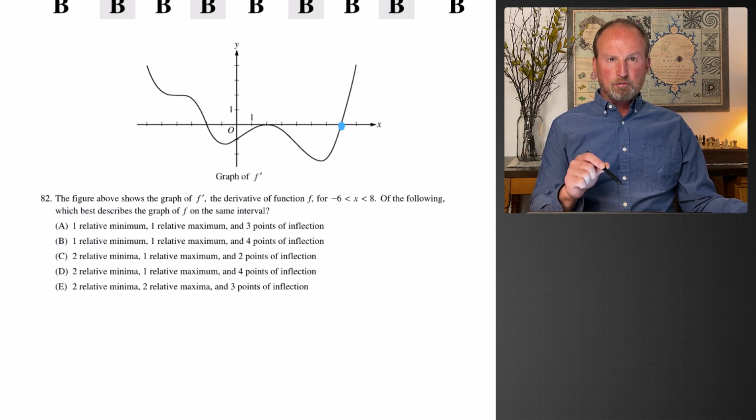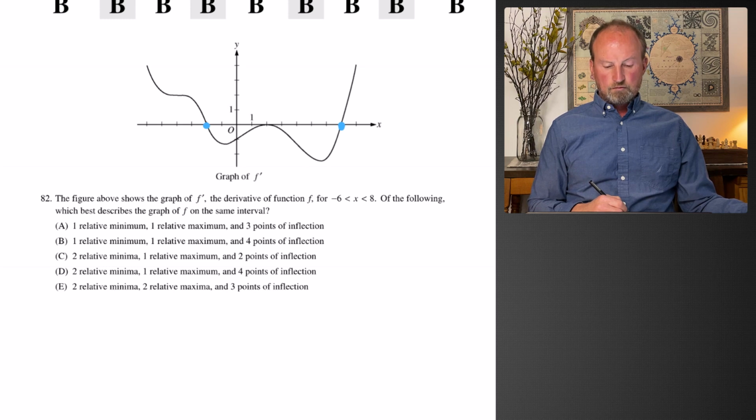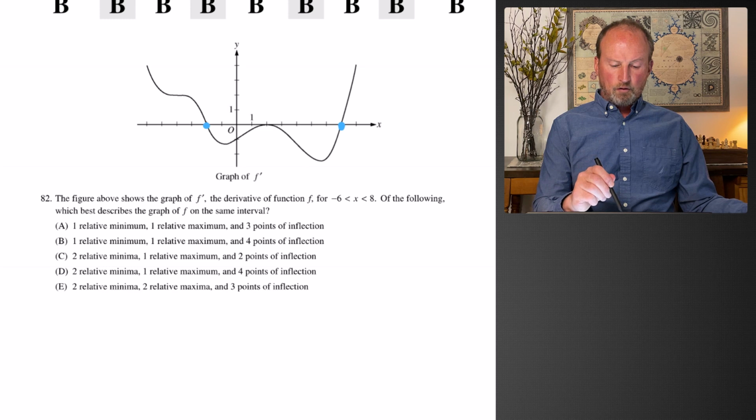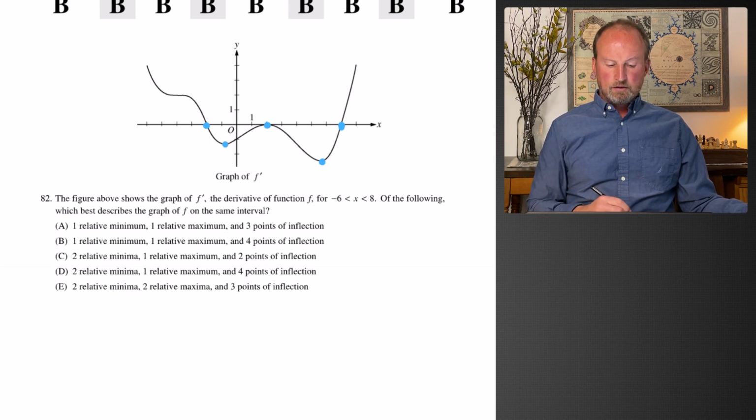One relative maximum is just the opposite. It goes from increasing to decreasing, from a positive to a negative first derivative. So there's one relative min, one relative max. Three points of inflection. We already said this earlier. Points of inflection occur where my first derivative has relative maxes or mins. Where does my first derivative have relative maxes or mins? Right there, and right there. Looks like question 82 is A.